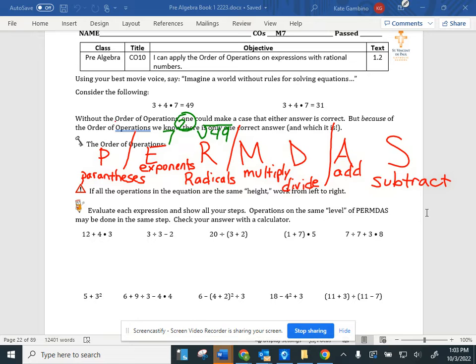So if I hit a subtracting before the adding, that's okay. Just going from left to right. If all the operations in the equation are the same height, you work from left to right. So if we're on a level with exponents and radicals, whichever one you hit first. You're on the level of multiplying or dividing, it's whichever one you hit first, going from left to right. And if we're on adding or subtracting, it's whichever one you hit first. I believe I have a Khan Academy order of operations assignment. You need to remember that, whichever one you hit first in that level.